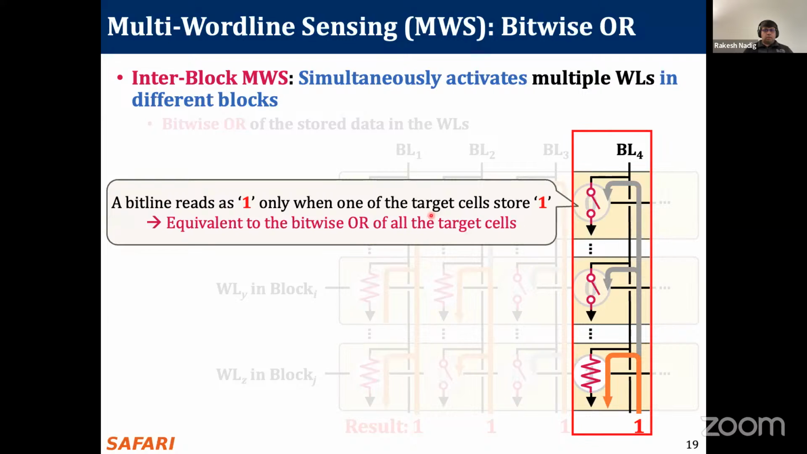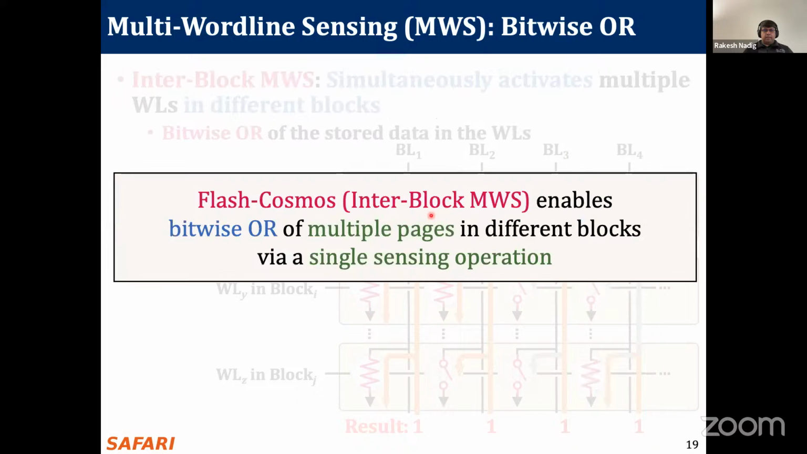This is because they are all connected in parallel, and the bit line current flows through all these NAND strings. So this is the equivalent of a bitwise OR operation, and inter-block MWS enables bitwise OR of multiple pages in different blocks with a single sensing operation.